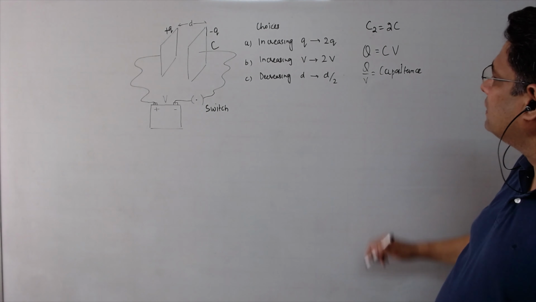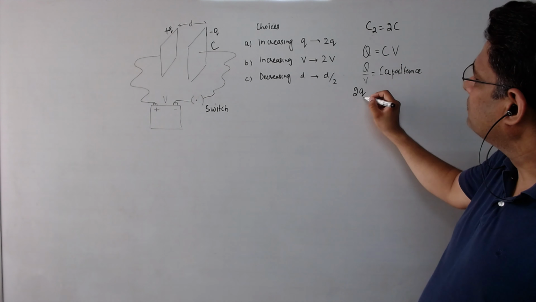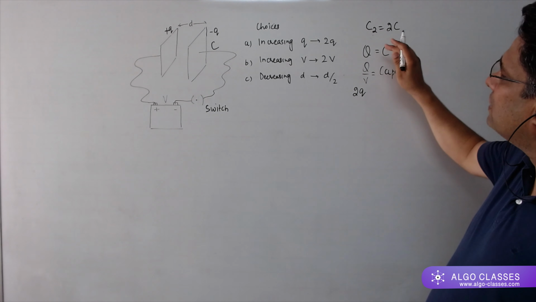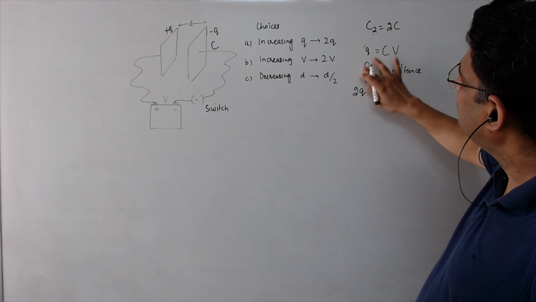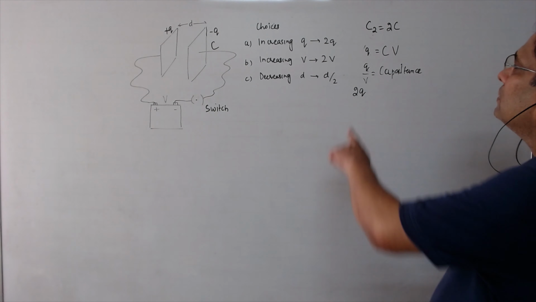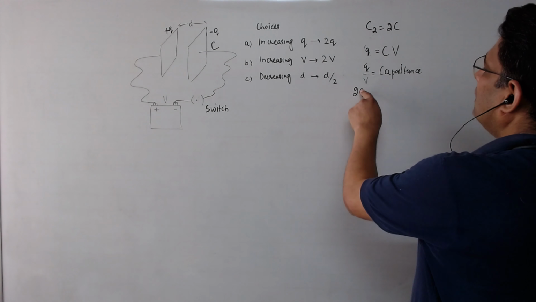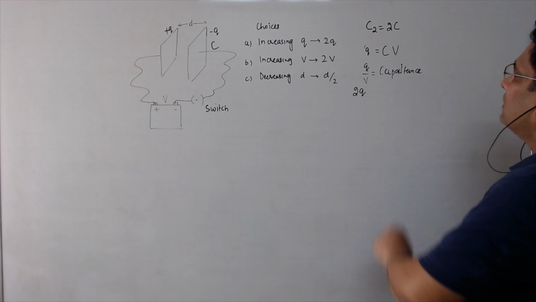Meaning that if you double the charge to 2Q, basically if you're doubling this charge, so this is a relation, that's a relation Q is equal to CV, that is Q over V is the capacitance, and that's a constant.